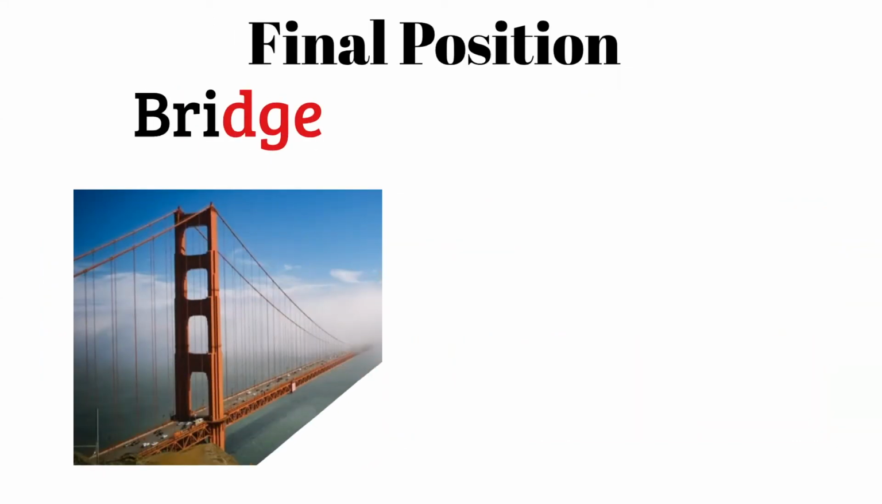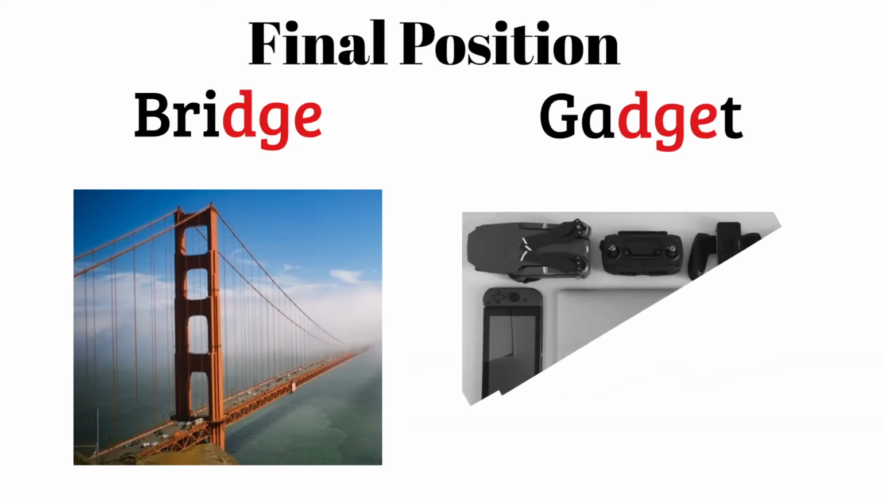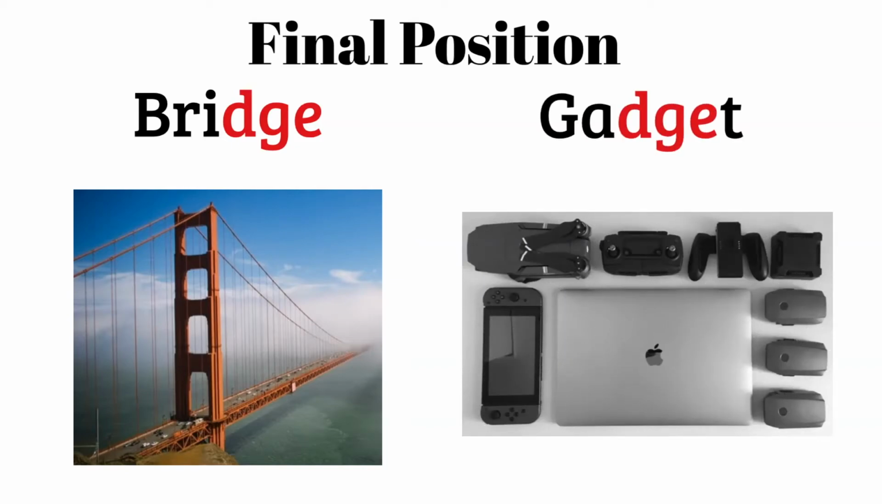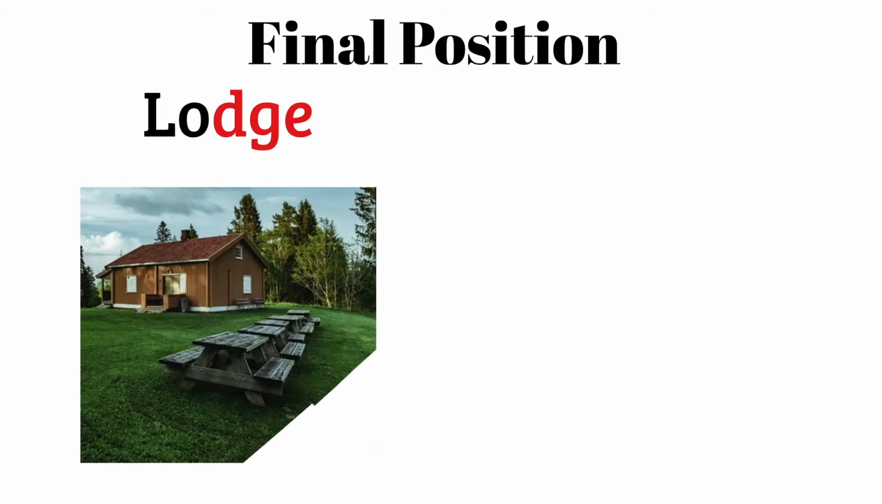DGE says j. Final position says j as in bridge. J, j, bridge. DGE says j as in gadget. J, j, gadget. DGE says j as in lodge.